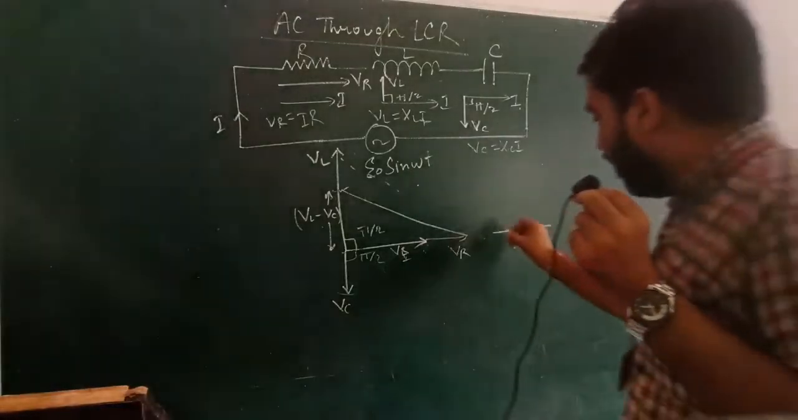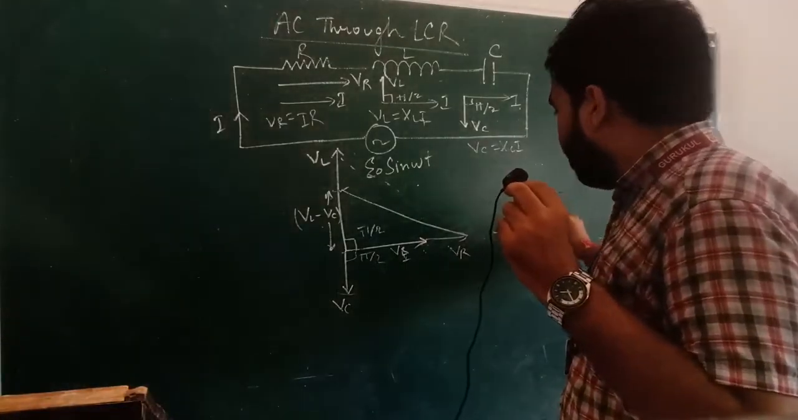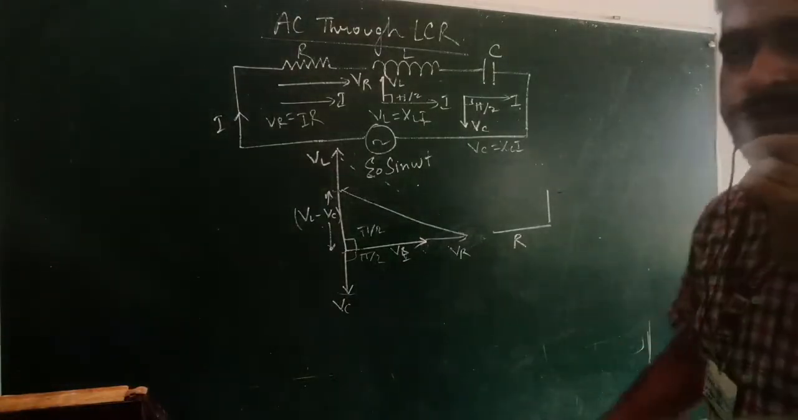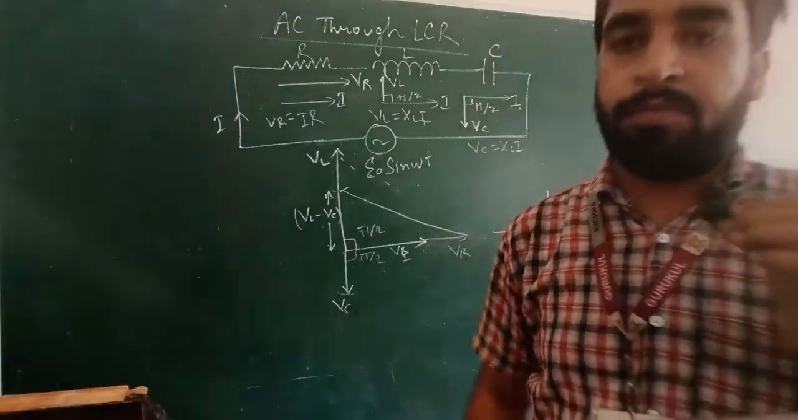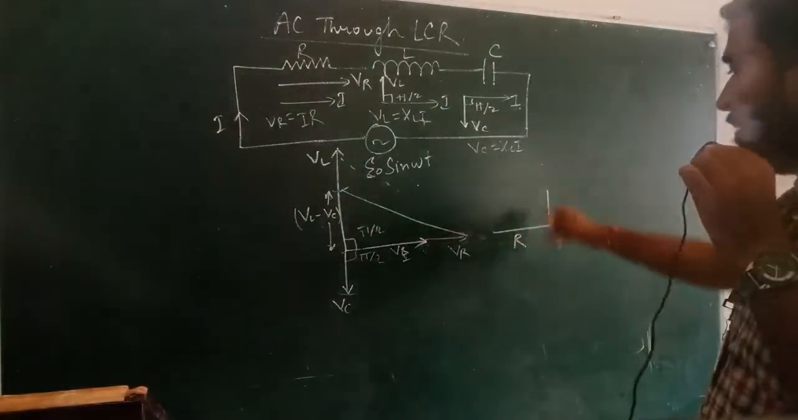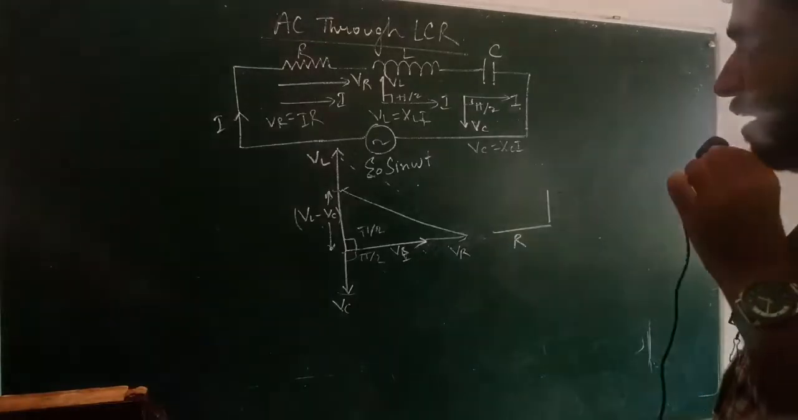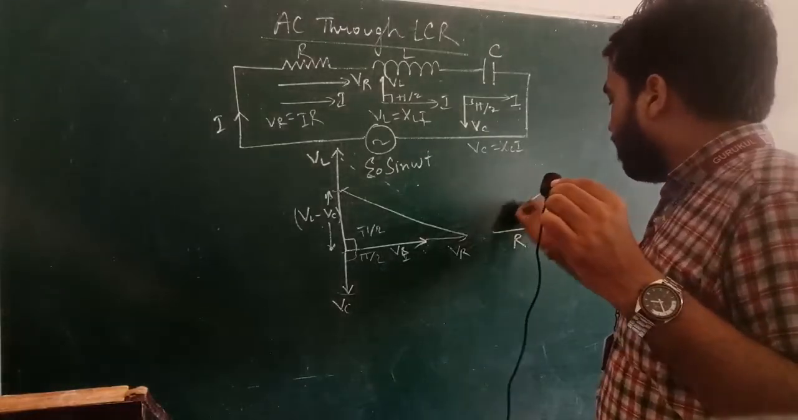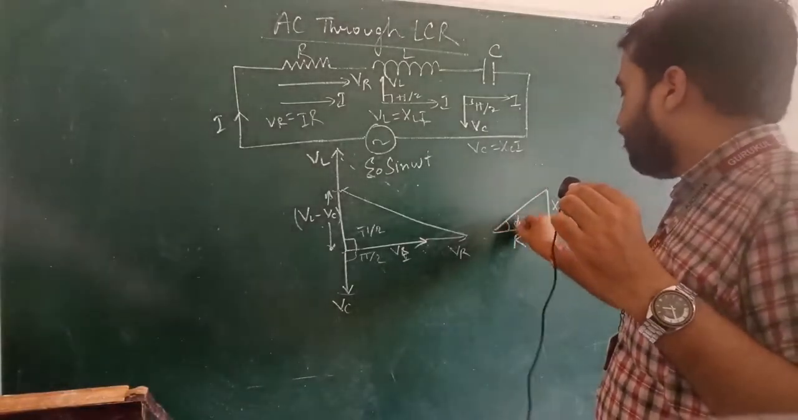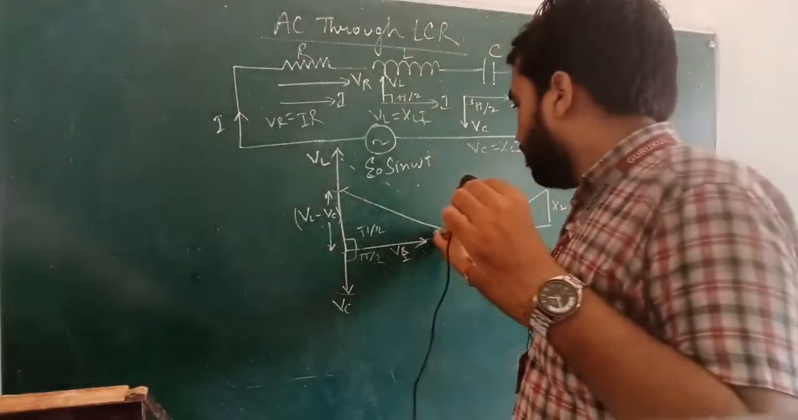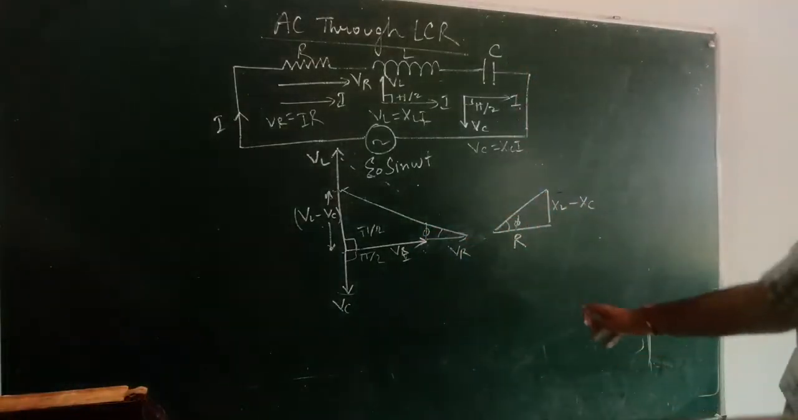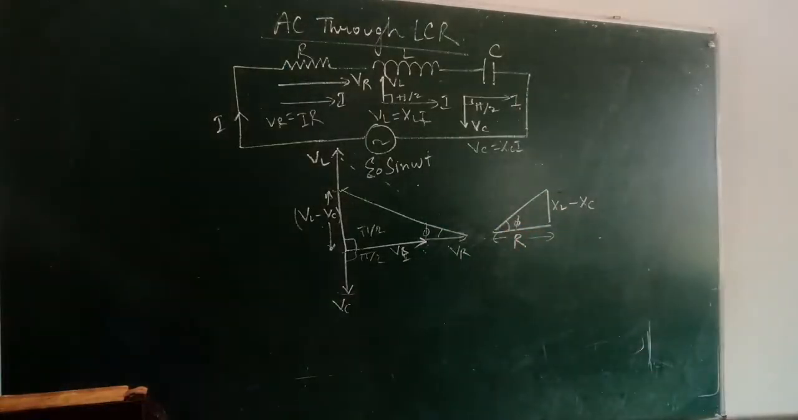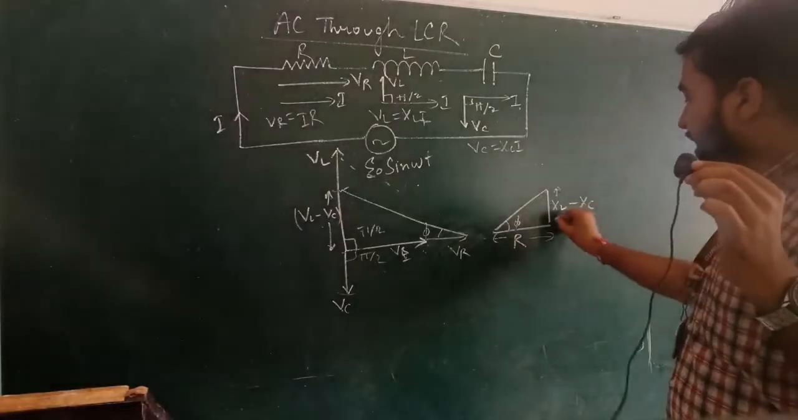Fine. Now VL minus VC divided by current will be XL minus XC. Now this is the resultant. Suppose this angle is phi. This angle will remain phi. So students, this is the resistance offered by the resistive circuit. This is the resultant of XL and XC.